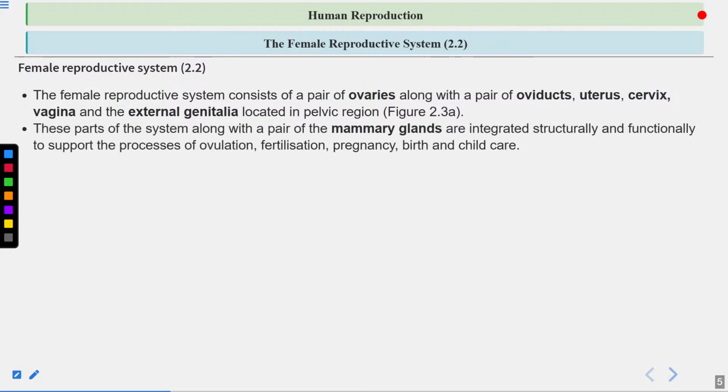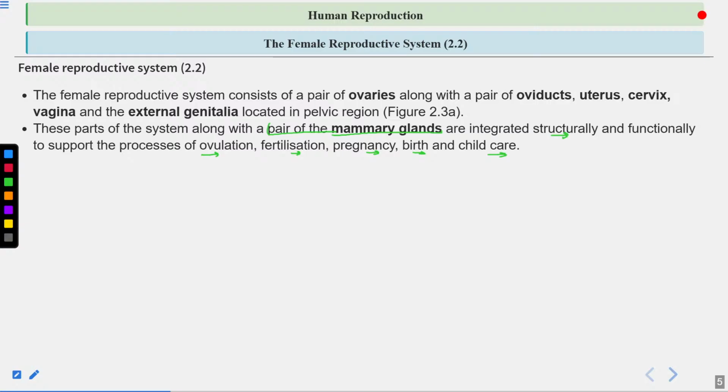Now these parts of the system come along with a pair of mammary glands. Mammary glands are also known as breasts. They are integrated structurally and functionally to support the processes of ovulation, fertilization, pregnancy, birth, and child care. So mammary glands are associated with the female reproductive system.